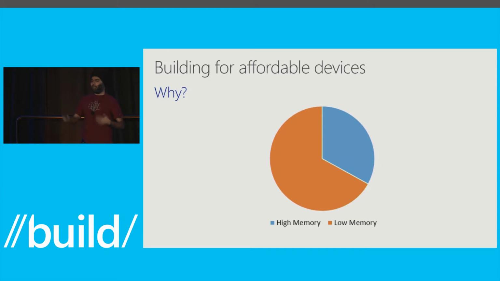So why do I keep harping about these affordable devices? What do I mean? So here's a very vague-looking pie chart of our sales. And the sales are broken down into low memory and high memory devices. By low memory devices, I mean devices that have 512 megabytes or half a gig of memory. So these are devices like the Lumia 520, the HTC 8S, that meet the min-bar memory requirements for a Windows Phone. And we provide a great experience on these devices.